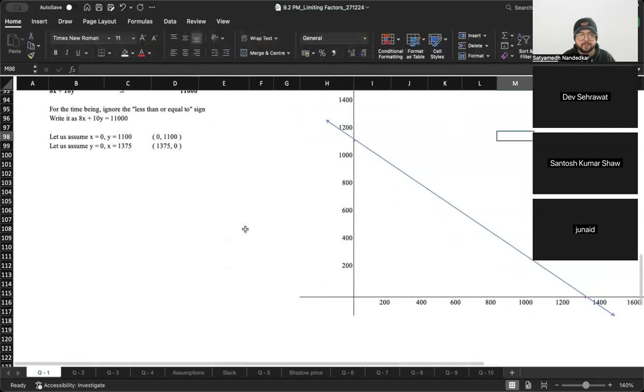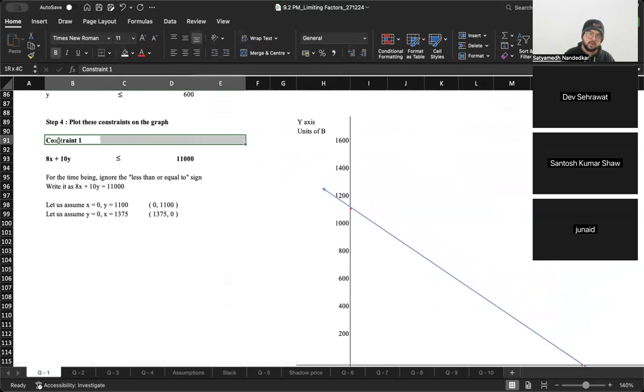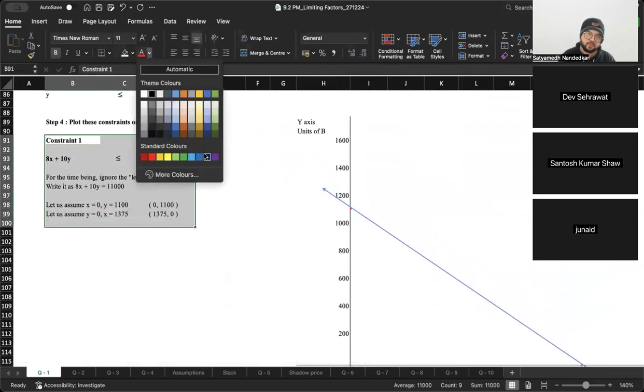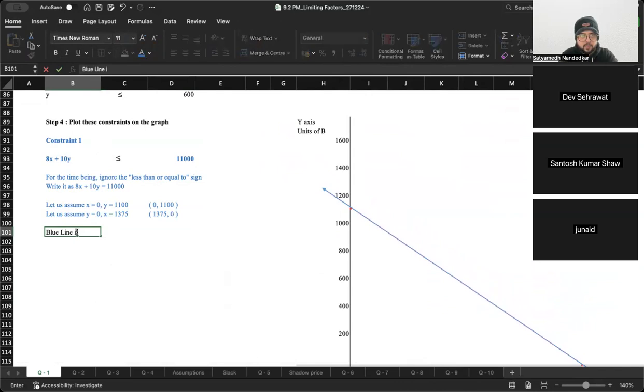The blue line is for the first constraint. I'm going to put this in blue so that you know blue line is constraint 1.